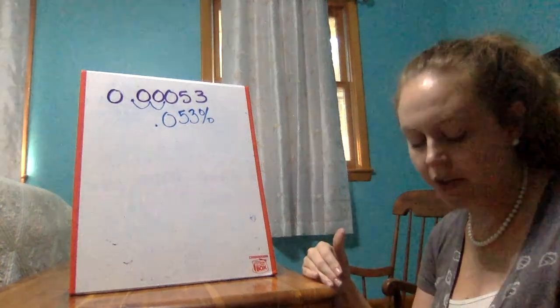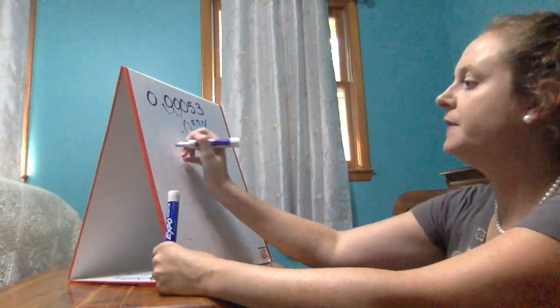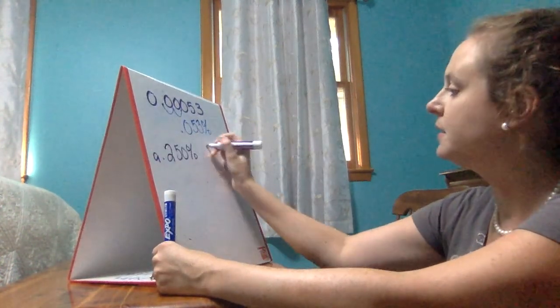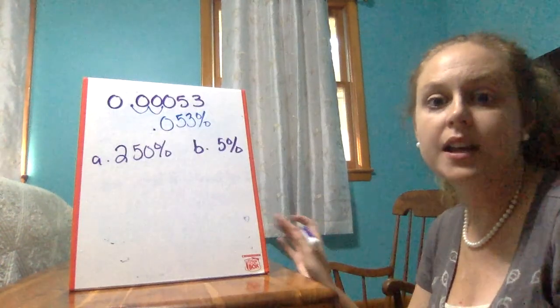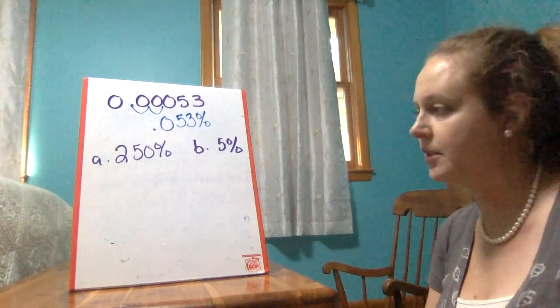Now we're going to go the other way to write as a decimal. So we've got 250% and 5%. So if you want to give these a shot, just pause the video, give it a shot, and then check your answer.